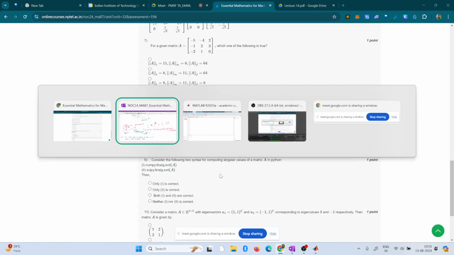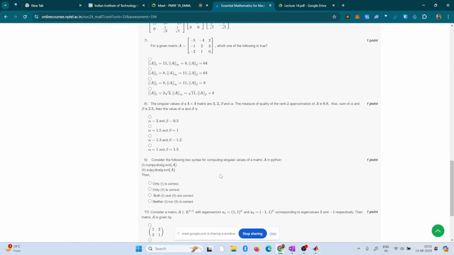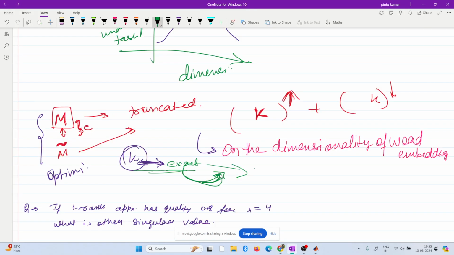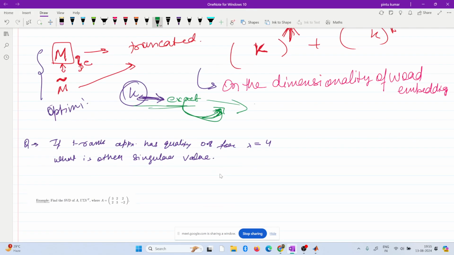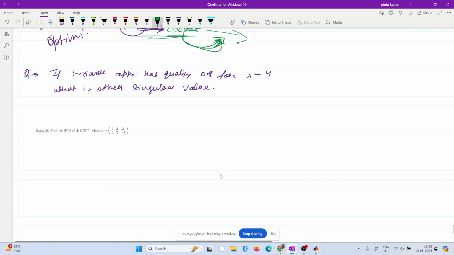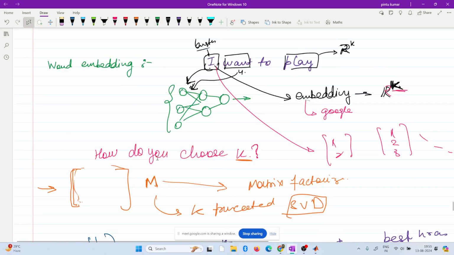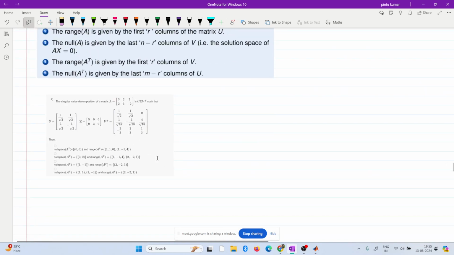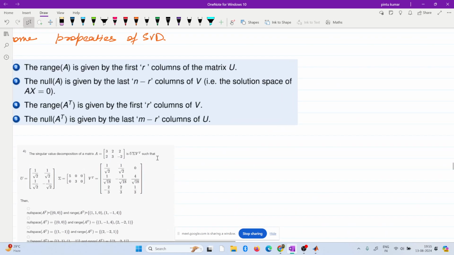So finding k is not a very easy thing. It depends on your application, and even if you know your application, sometimes you might have to run a lot of experiments. Okay. Whoever asked this question, I'll get back to the question that I left out.